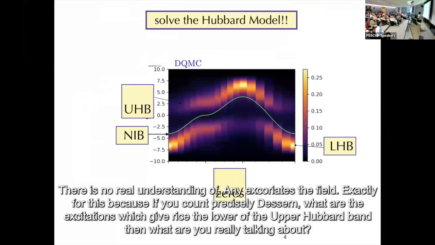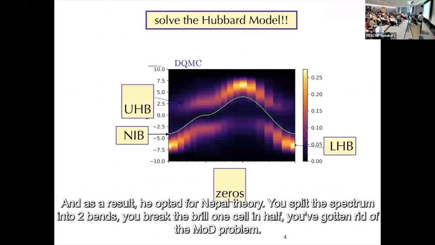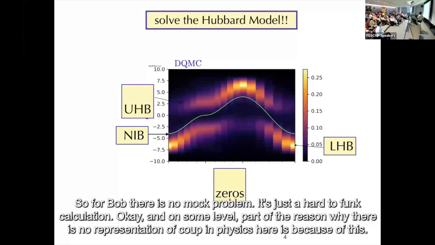And he excoriates the field exactly for this, because if you can't precisely discern what are the excitations which give rise to the lower or the upper Hubbard band, then what are you really talking about? And as a result, he opted for mean field theory. You split the spectrum into two bands, you break the Brillouin zone in half, you've gotten rid of the Mott problem. So for Bob, there is no Mott problem, there's just a Hartree-Fock calculation.